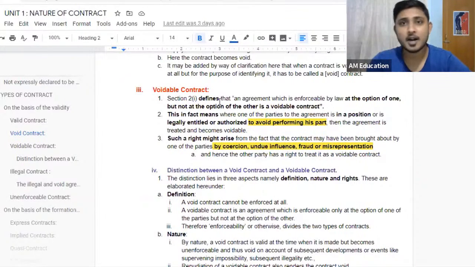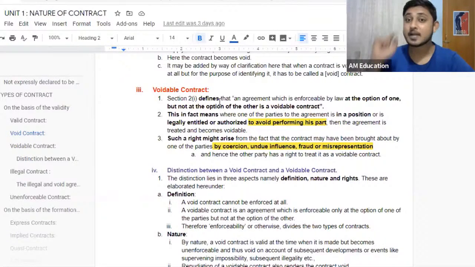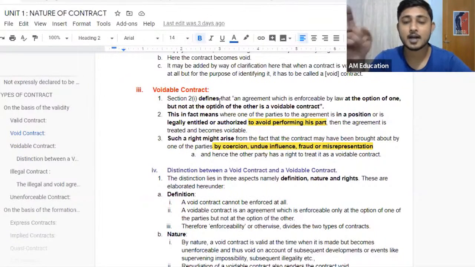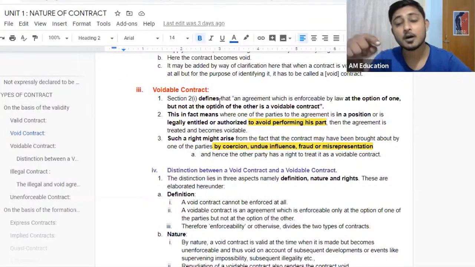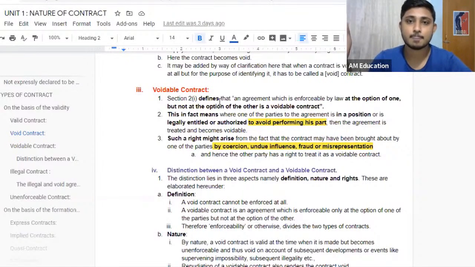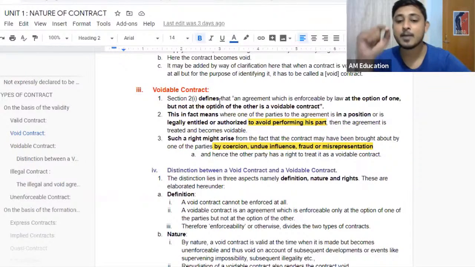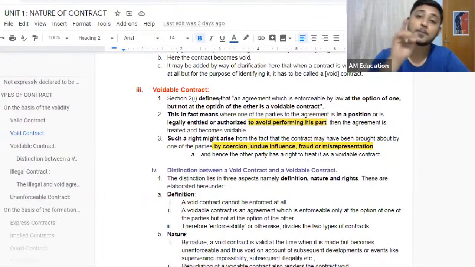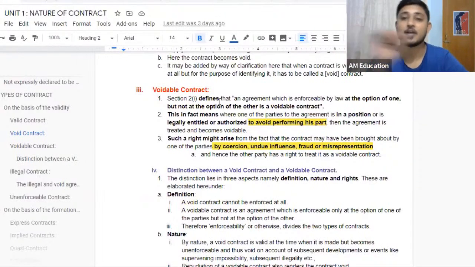As long as the person who has the option is letting the contract go, that is a valid contract. But at the same time, it is also a voidable contract for the person who has the option to enforce it or not. So that is a voidable contract. It is an agreement that is enforceable by law at the option of one party, but not at the option of the other. Understood? What is a voidable contract?